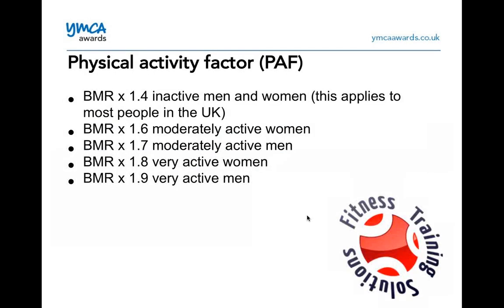So we have a physical activity factor, which is dependent on all of these things here. If you've not got an active job, you're not going to be very active. You might be moderately active. Inactive would be that you're not going to be that. So for me, it was your BMR times 1.7. And what does that look like now? 3,512. There you go.